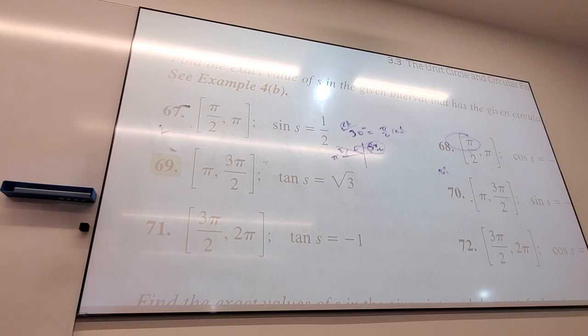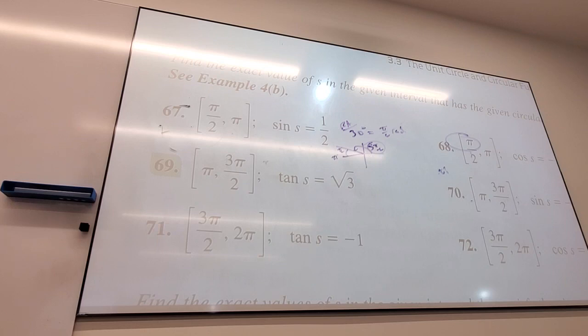So whenever we do this, if I ask you when is tangent -1, what reference angle would tangent be 1? What is tangent? Y over X, which is sine over cosine, correct? So when is tangent going to be 1? When sine and cosine are the same. What angle are they the same at?